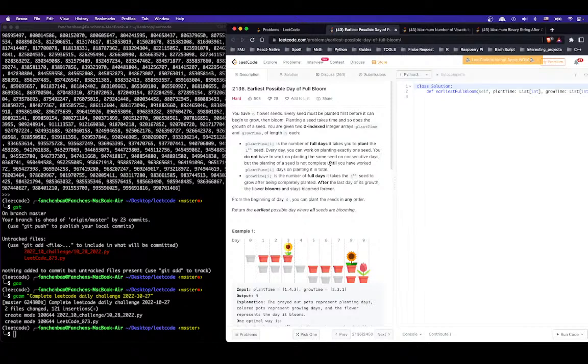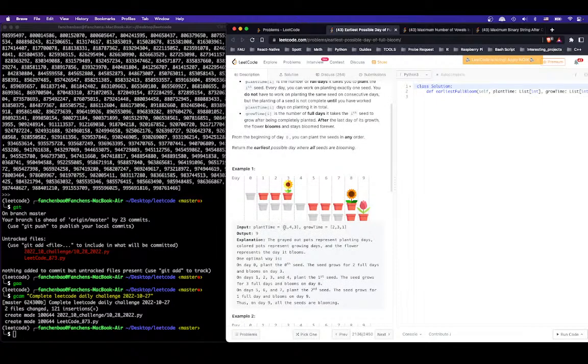No, I don't think I've done it. I think it's a new one. growTime[i] is the number of full days it takes the ith seed to grow after being completely planted. After the last day of its growth, the flower blooms and stays bloomed forever. So basically what we have here is two durations. One is to plant, the other is to grow. Growing just takes care of itself, but planting, you have to take care of it. From the beginning of day 0, you can plant the seeds in any order. Return the earliest possible day where all seeds are blooming.